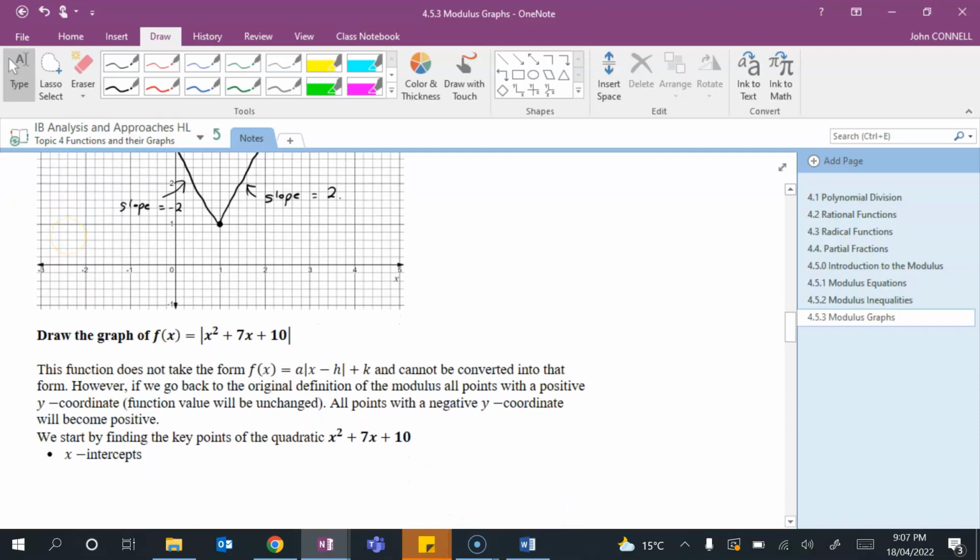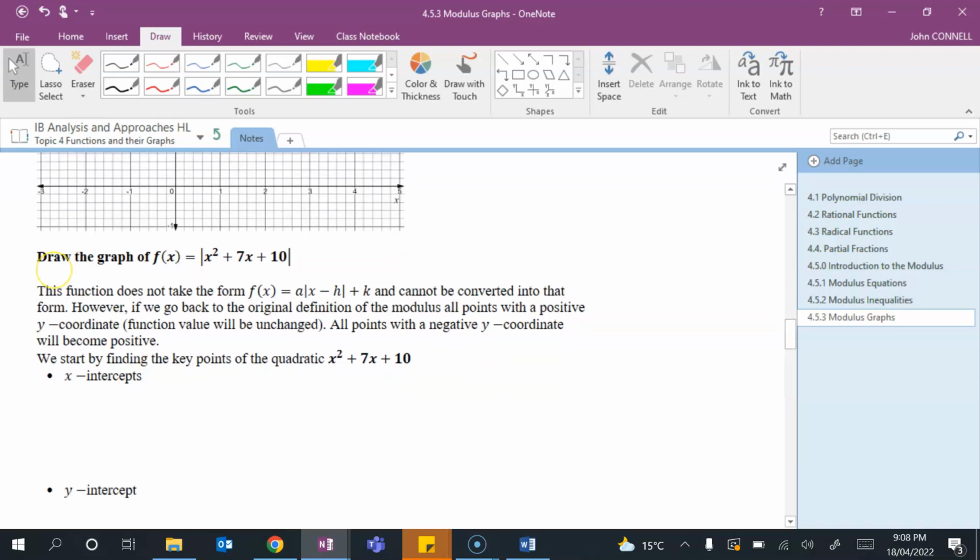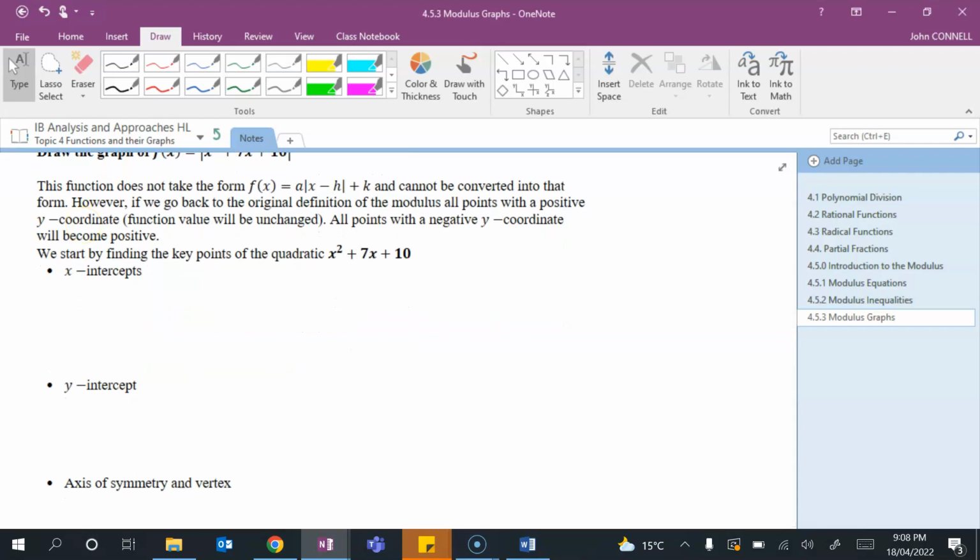Now, we're asked to draw, this time, the graph of the modulus of a quadratic. Now, we can't get this in the form a|x take h| plus k, but the definition of a modulus tells us that wherever the value of the function is positive, it will just be the same, it won't change, and wherever it's negative, it will just become the positive version of that value. So let's start by just finding all the key points of the quadratic. And then whatever's negative, we can just make positive.